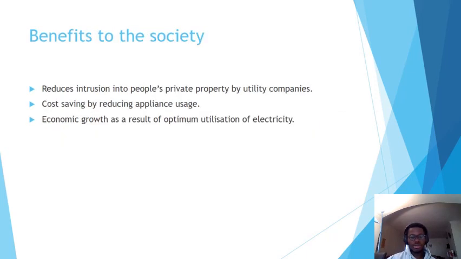Benefits to society: reduction in intrusion of utility companies into people's private lives, and also cost saving by reduction in appliance usage, which is estimated to be around 20%. And then another one is economic growth as a result of optimum utilization of electricity. And another one, which I did not include on this slide, was related to the previous slide on vegetation. Since less vegetation is destroyed, people can benefit from that environmentally. This is the end of my presentation.